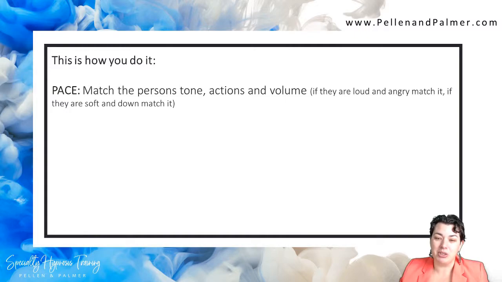So there are 3 steps to it. Pace, pace, leading. First step is pace. Second step is pace. Third step is leading. So step number 1, you want to match the person's pace, okay? Match the person's tone, the actions, the volume. If they're very loud and angry or soft and quiet, you want to match it no matter what it is that they're doing. You want to match the tone, the volume. You want to make sure that you get it right, okay?